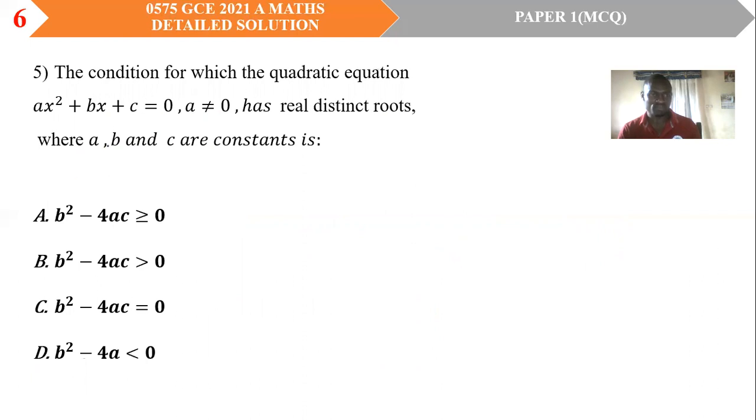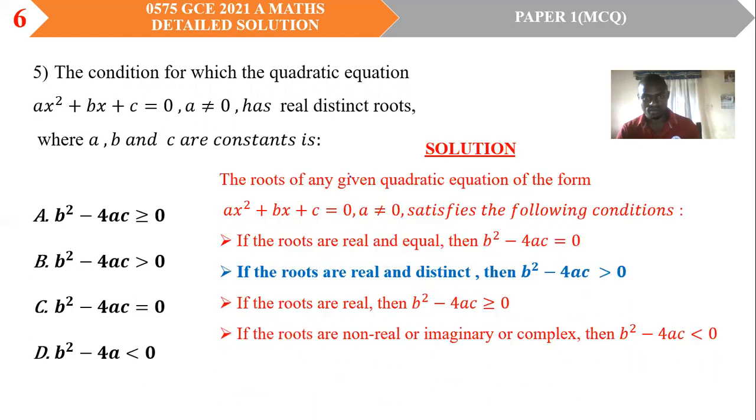So in this question, they require us to give the condition that will make the solution to this quadratic equation, if it was a particular quadratic equation, to have real distinct roots, meaning that if you were to solve it, it should give 2 values for x as a solution. So we look at the solution.